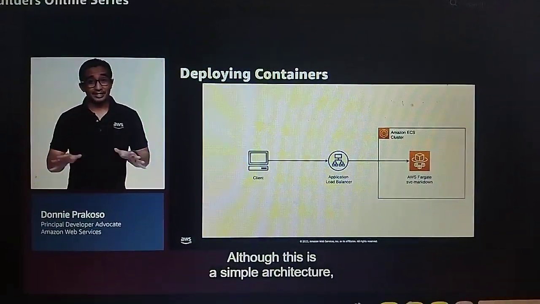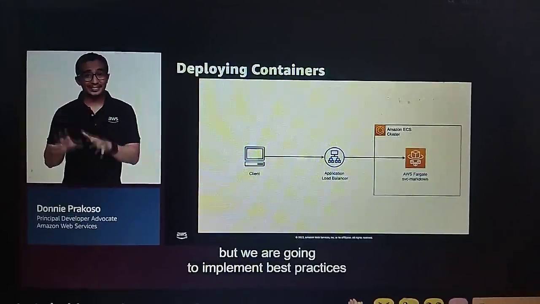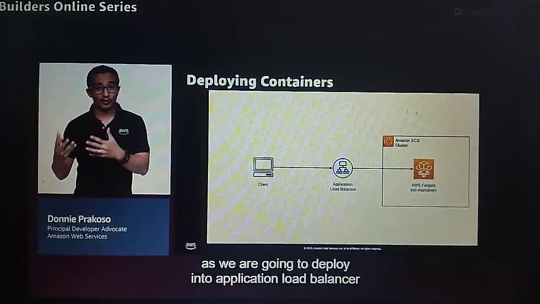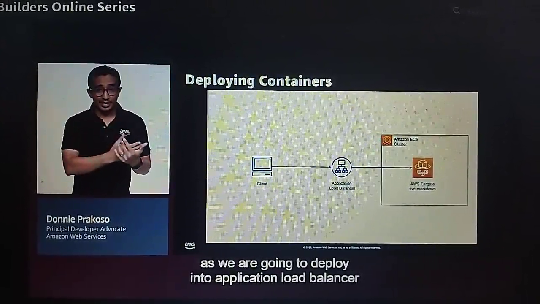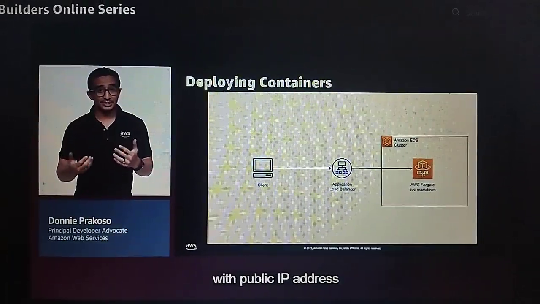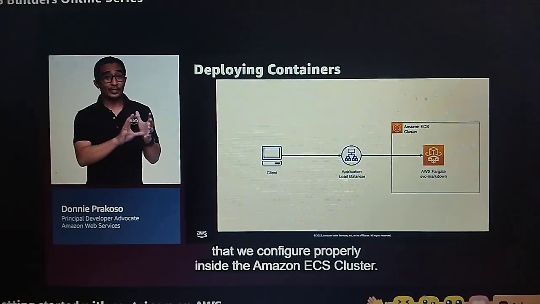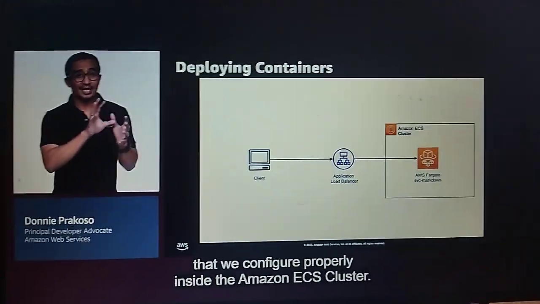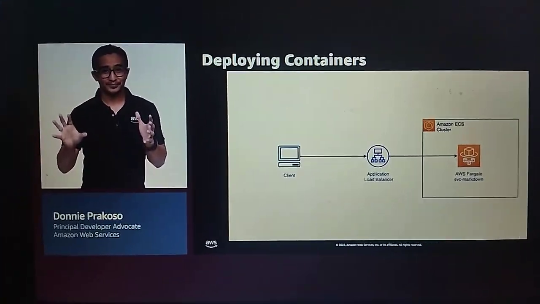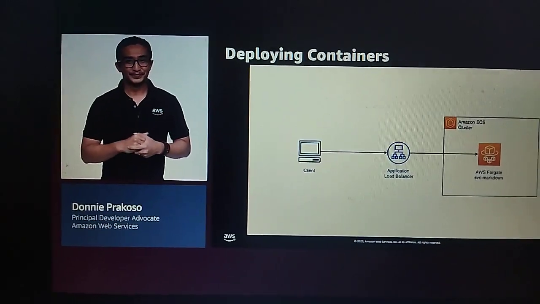Although this is a simple architecture, we are going to implement best practices as we're going to deploy into an application load balancer with a public IP address, which will be connected through the AWS Fargate service that we configure properly inside the Amazon ECS cluster. Let's jump into the demo.